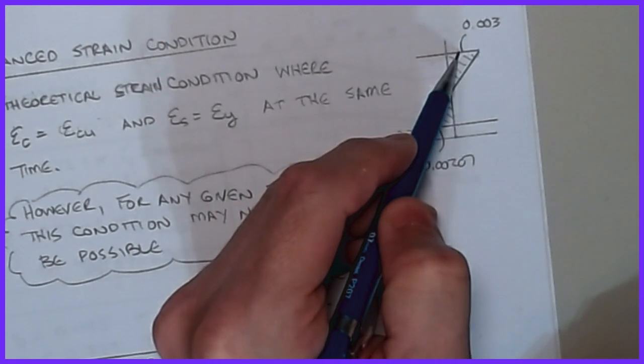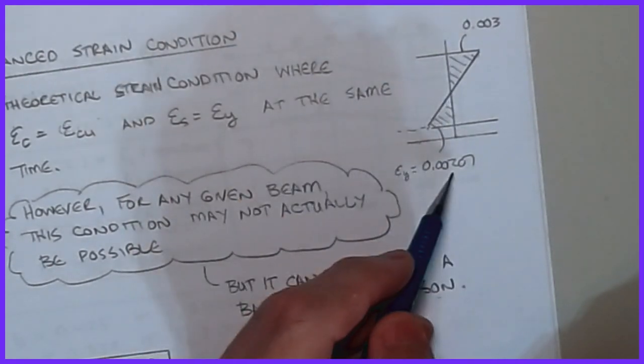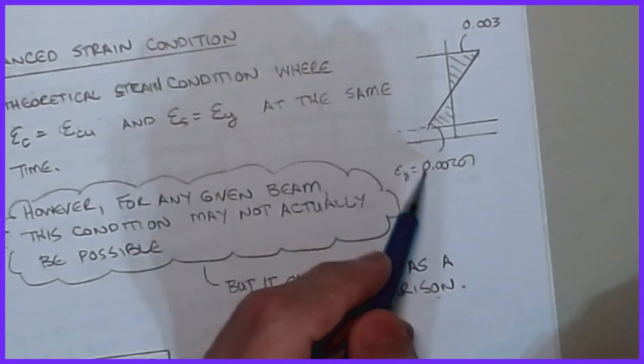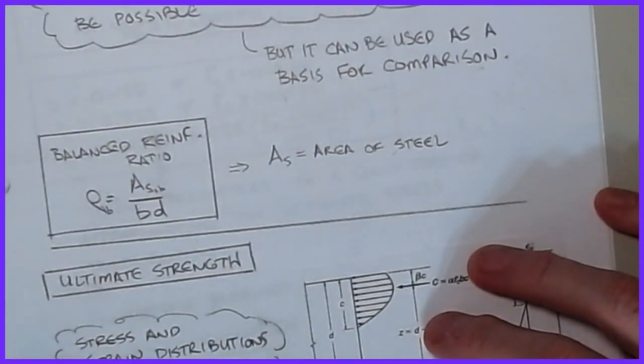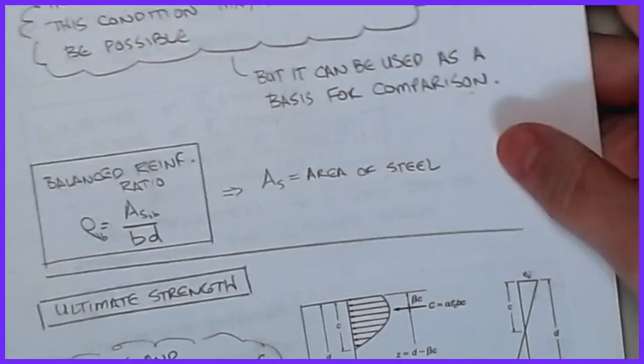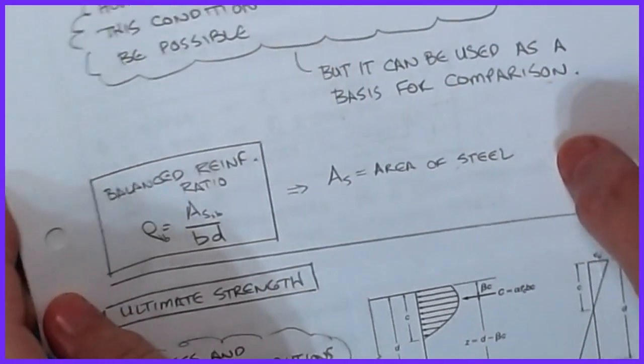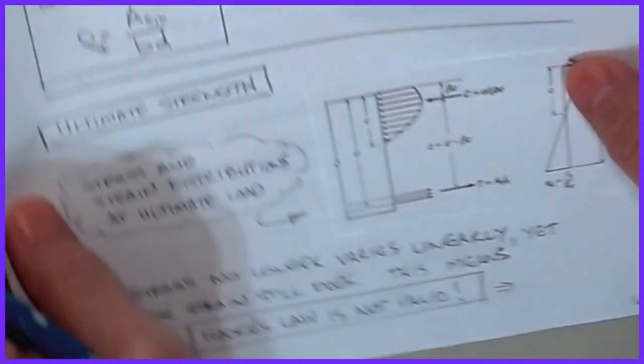Because that's the only variable I have in this. I'm prescribing epsilon CU as 0.003. The strain in the steel I can only get by varying the area. So we're going to define rho as AS over BD, where AS is some area of steel. All right, that's the definition of a balanced strain condition. We'll come back around to that in a little bit.